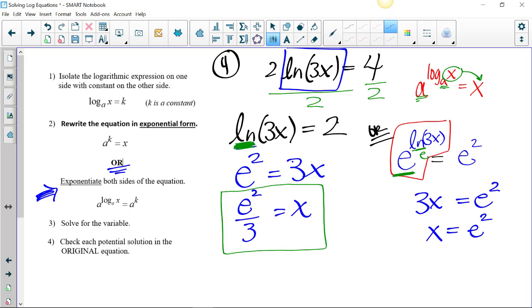So it depends what you learned and what you're comfortable with. Either method is acceptable. So there's a quick review of some of these logarithmic equations that you will be solving in my math lab, and you will see these types of equations in calculus.